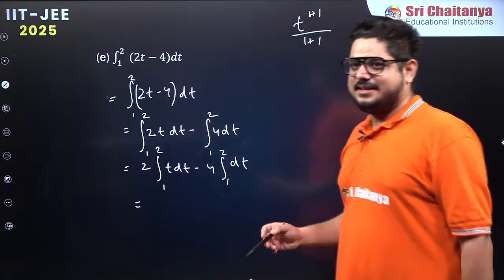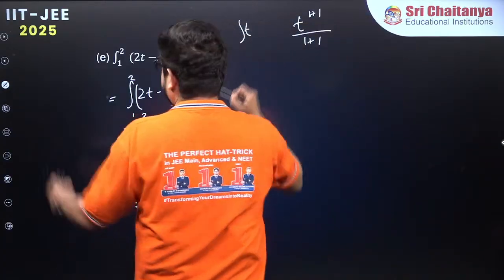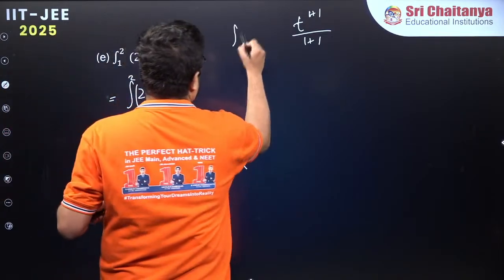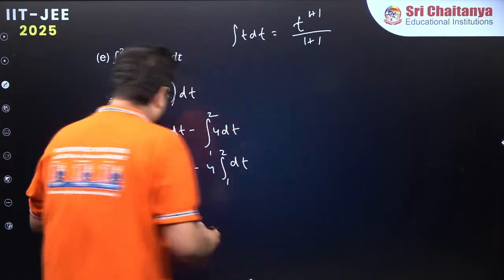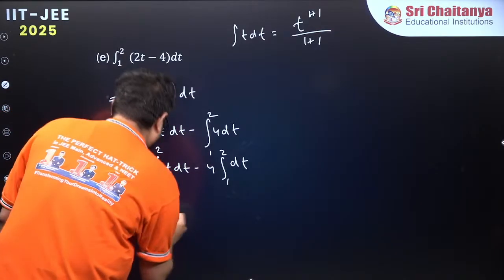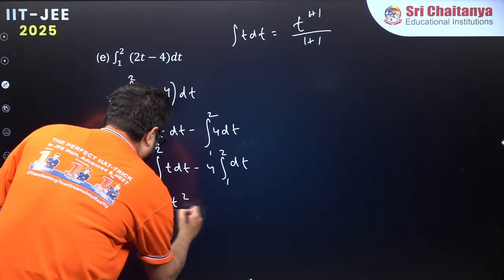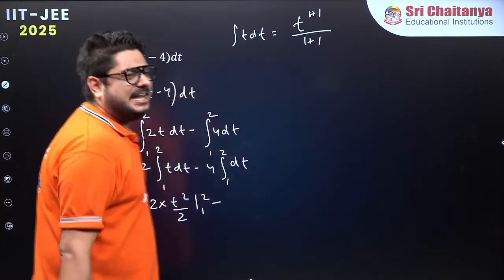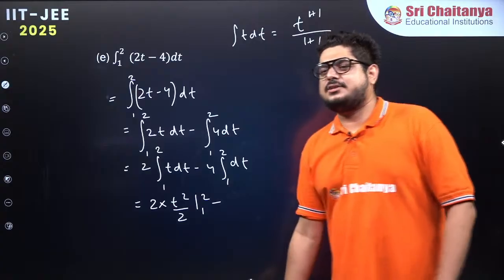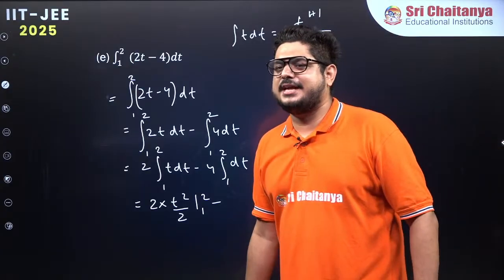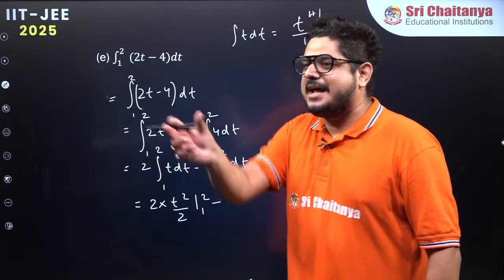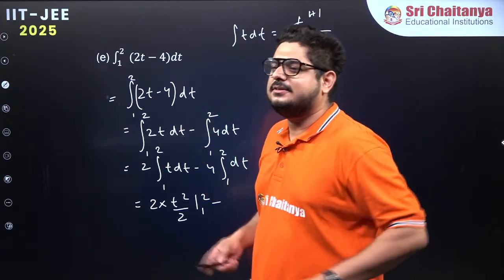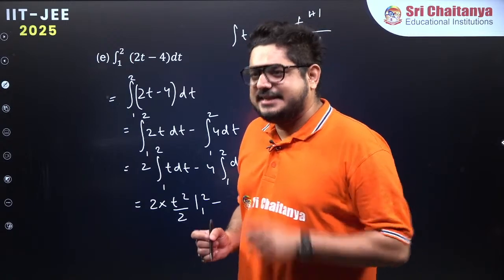Integration of t dt is going to be written like this, isn't it? So it's going to be t square by 2. So let's try to write it down: 2 into t square by 2, limits 1 to 2, I will be putting them afterwards. What is going to be the integral of dt, everyone? What do you think? Write down the value. Don't try to put the limits as of now. Integral of dt is t.